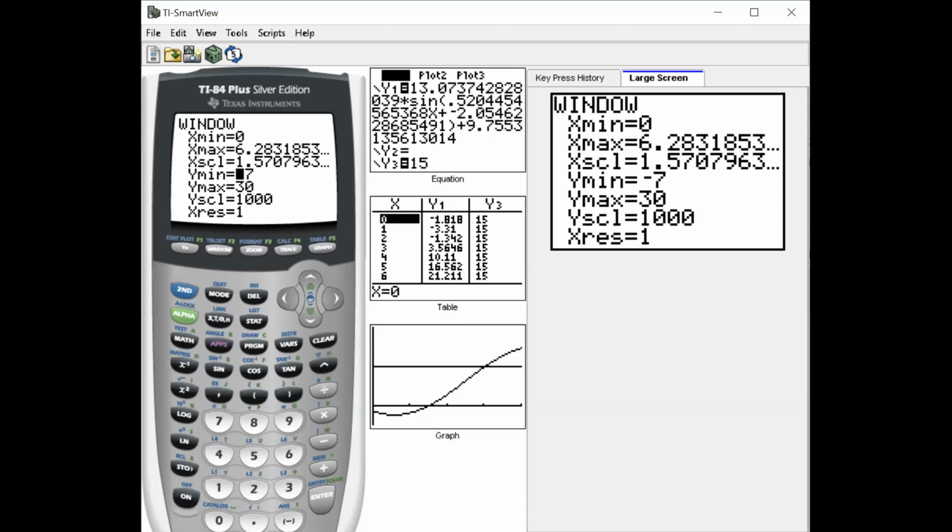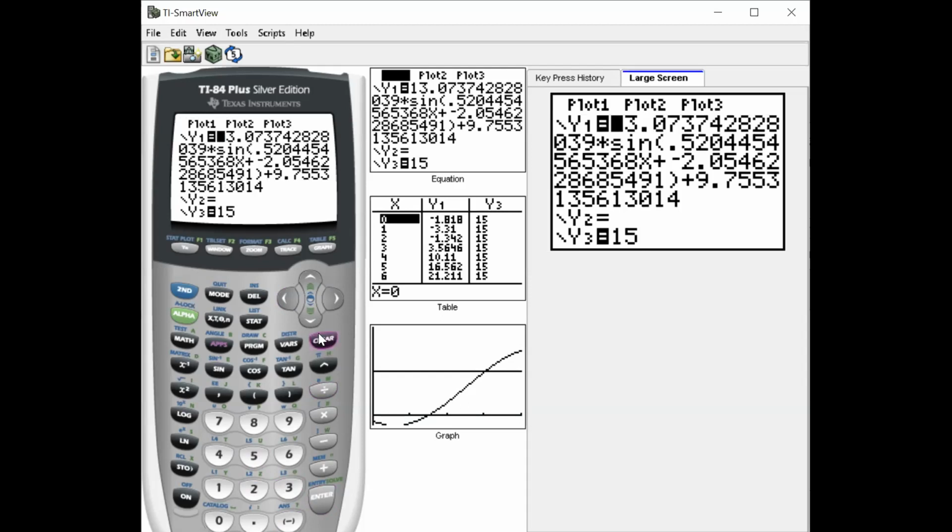I think most of our graphs today should be fine if we go between maybe -3 and 3, but again, it'll depend on the graph. So you'll have to play around with that each time. Okay, so clear everything out that I have.